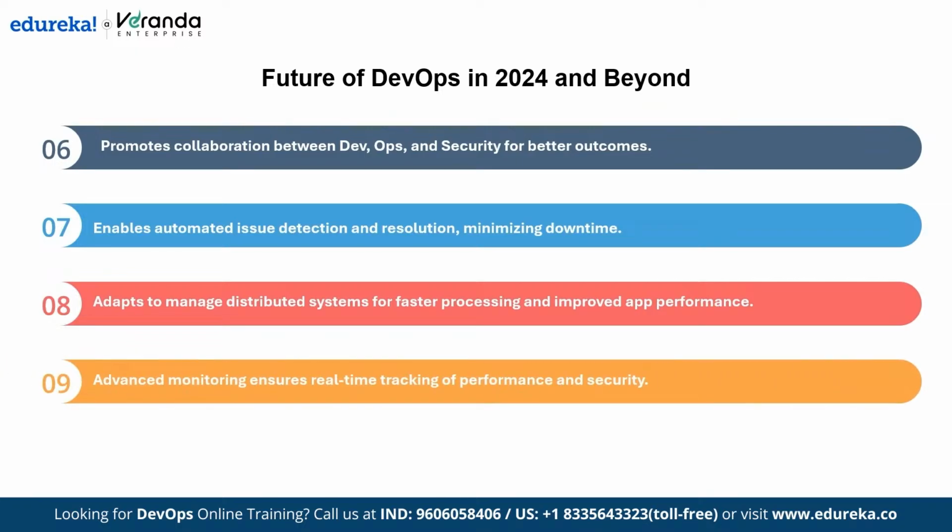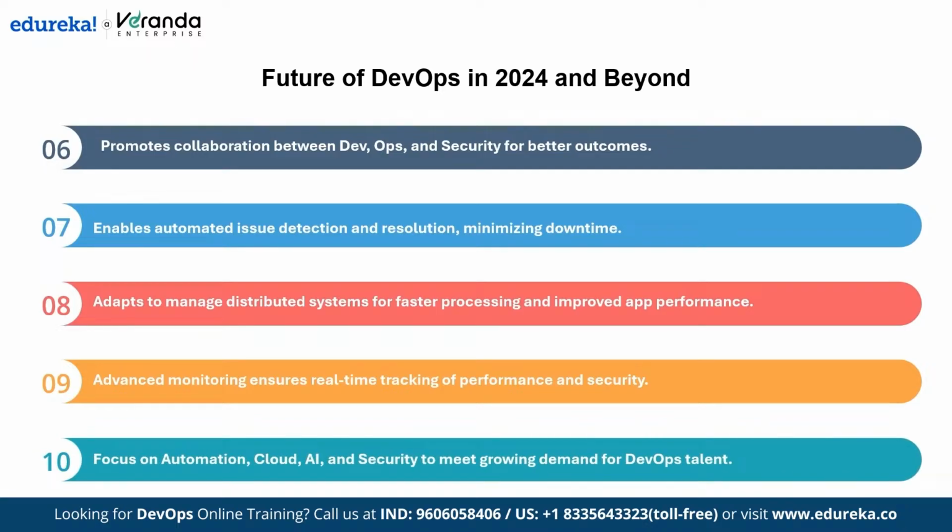Then we have the enhanced monitoring and observability. As systems become more complex, advanced monitoring tools will be essential. Real-time observability will help DevOps teams track system performance, security, and the user experience, enabling faster issue resolution.